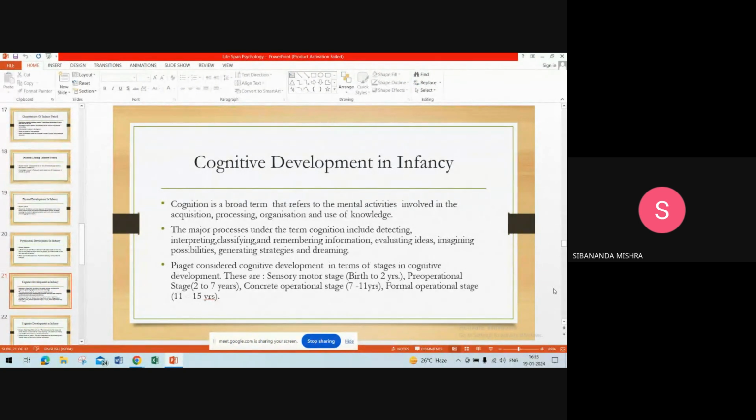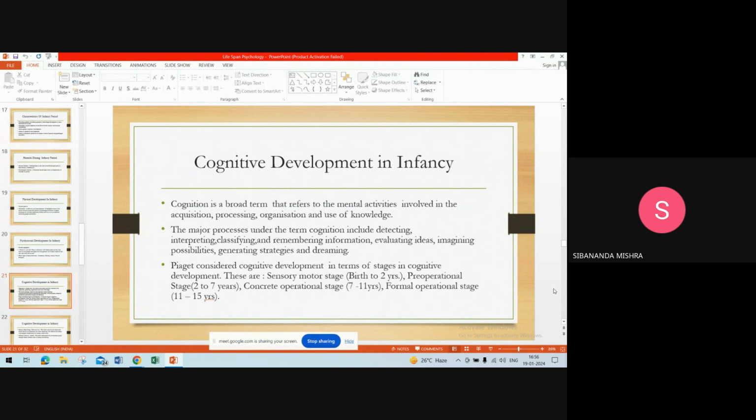Next is cognitive development in infancy. Cognition is a broad term that refers to the mental activities involved in the acquisition, processing, organization, and use of knowledge. The major processes under the term cognition include detecting, interpreting, classifying, remembering information, evaluating ideas, imagining possibilities, generating strategy, and dreaming. So these are all about your thinking process, thought process. You are interpreting, you are classifying, you are remembering information. These are all thought processes here in your brain.